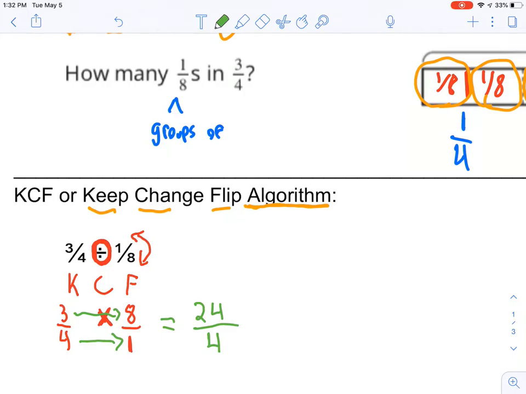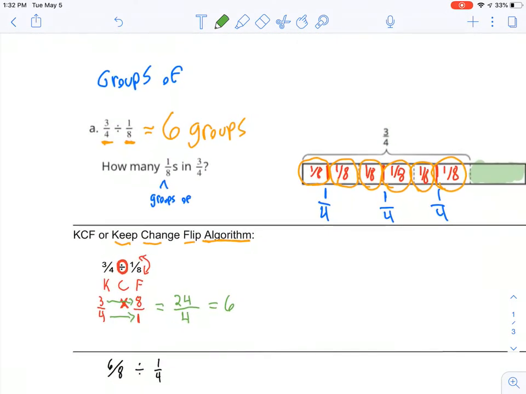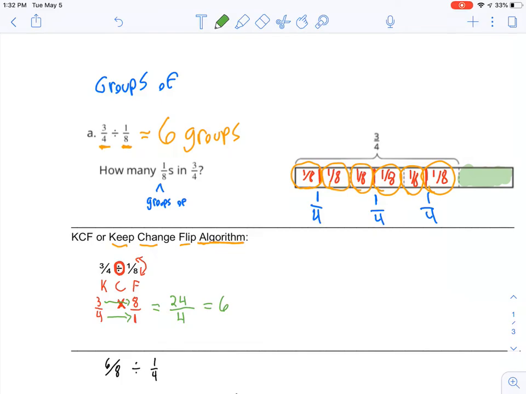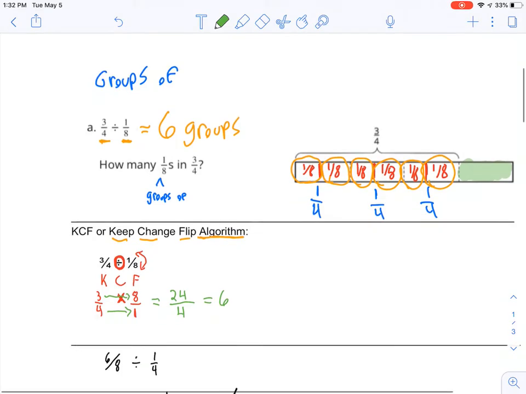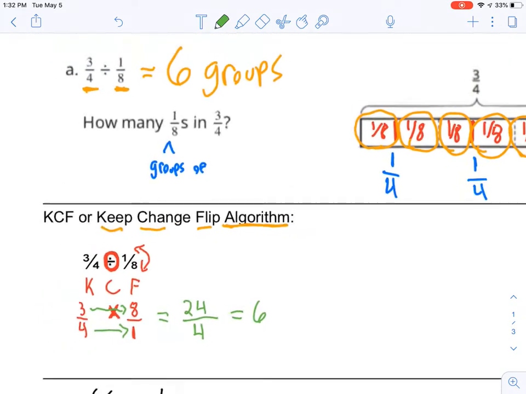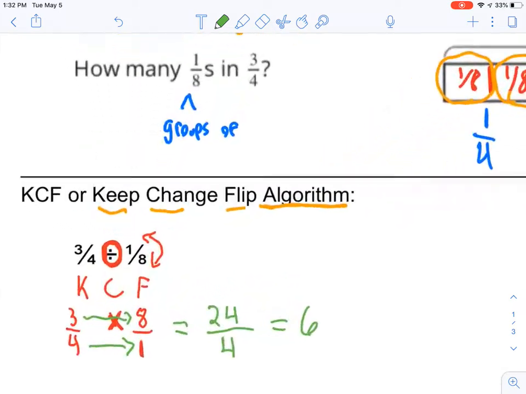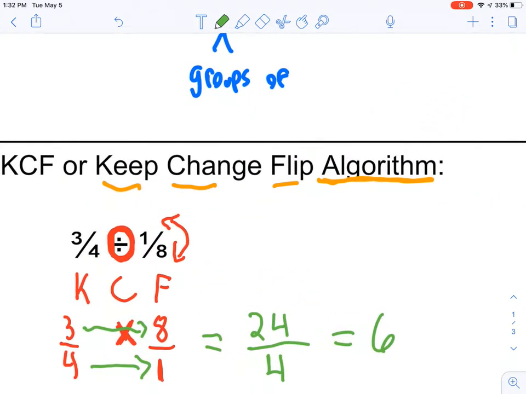Well, let's see. 6, 12, 18, 24, 6. And let's cross-reference. In the last problem, we got 6 groups, which means that the KCF algorithm works because our answer was 6. Okay? Excellent work. So, we know that 3/4 divided by 1/8 gives us 6.